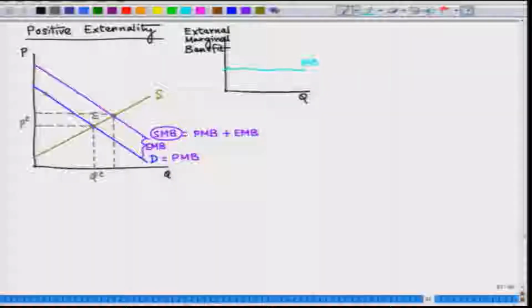So, let me say that this is P double star price and Q double star quantity of output. I claim that the P double star, Q double star combination is basically my Pareto optimal market solution. Why? Because note that this P double star price actually captures both the private marginal benefit and the social marginal benefit, the external marginal benefit.